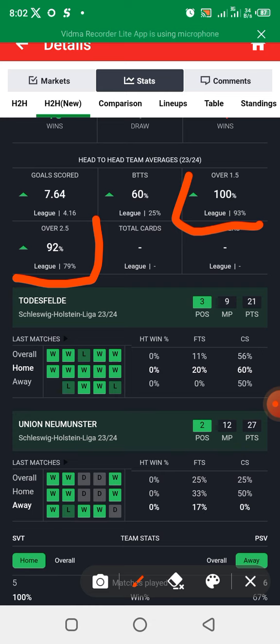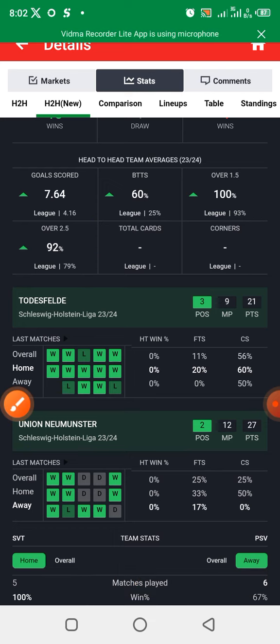So now this is what you need to do. Check the odd suggestion. It must be 3.5. After 3.5, check the statistics. Check the over 1.5 percentage. By checking the over 1.5 percentage, it should give you around 85% and above.